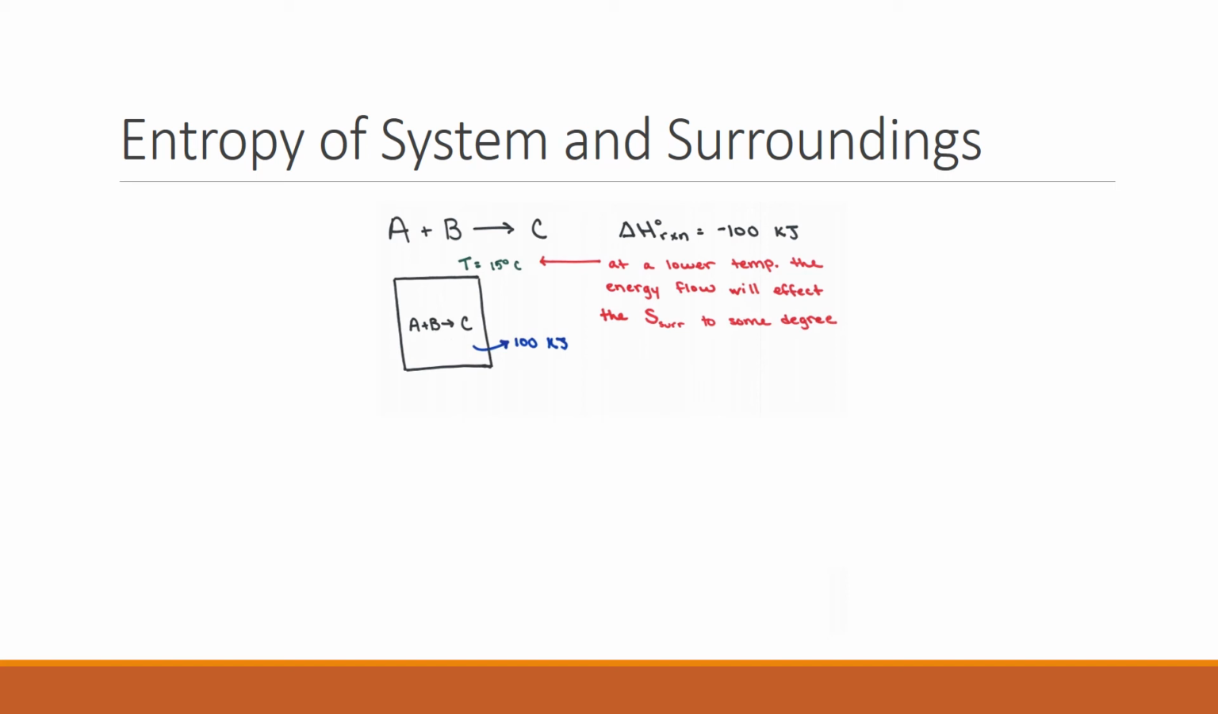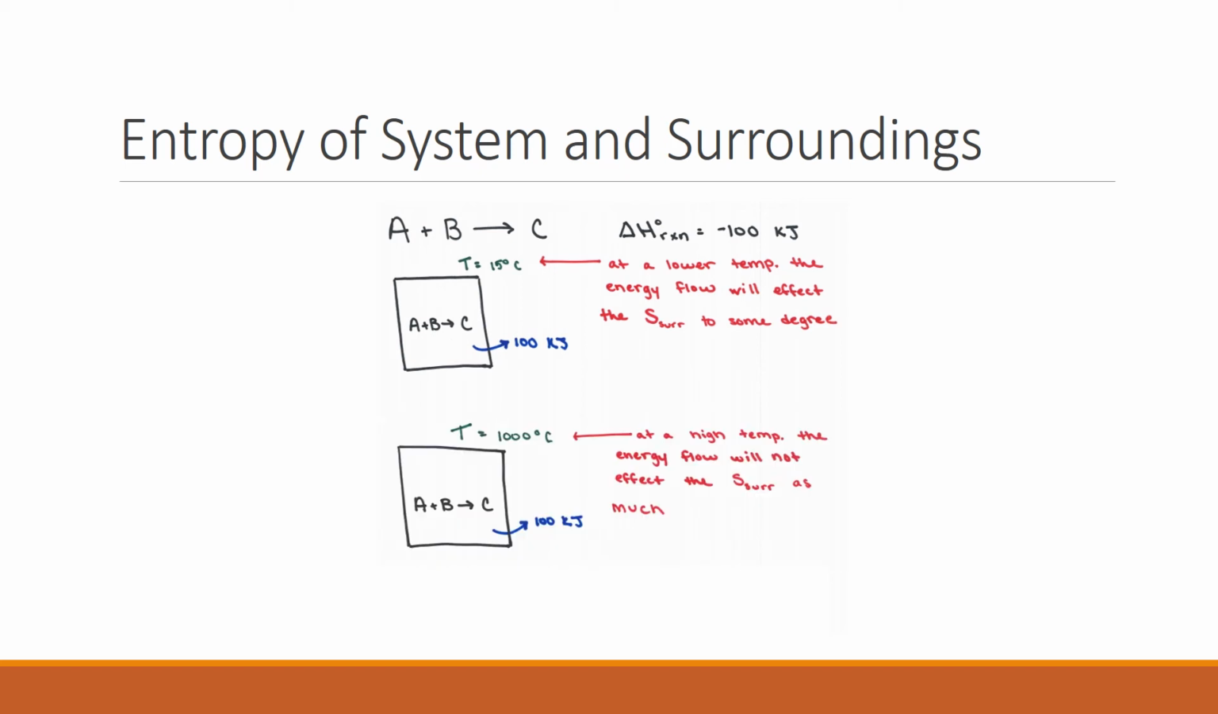Let's say we have the same exact reaction with the same amount of kilojoules being created, but this time we're going to be at 1,000 degrees Celsius, something absolutely ridiculous. When at high temperature, the energy flow will not affect the entropy of the surroundings as much. And this is because one, those molecules already have a great deal of energy, and two, they already have a great deal of disorder. So the temperature change will not affect the disorder of those molecules that much.